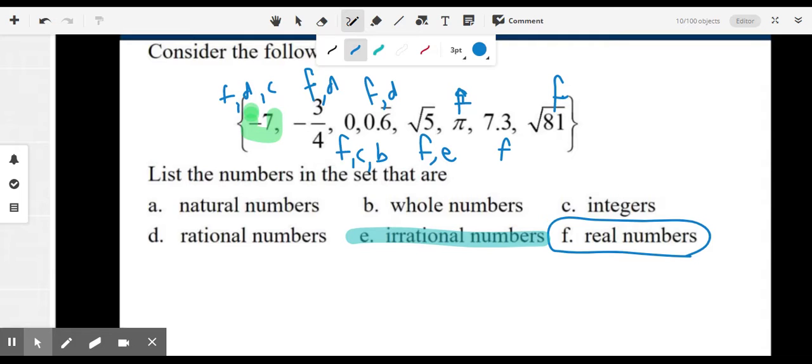Pi, remember pi is one of those that goes on forever. It's just like the square root of a number, so pi is real. And it is an irrational number, and that's it.